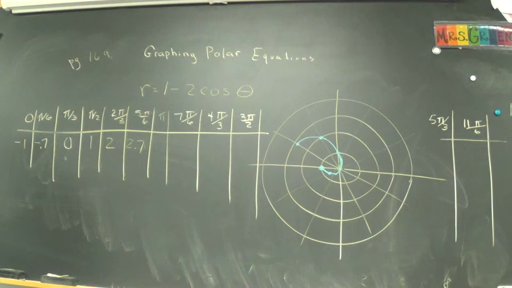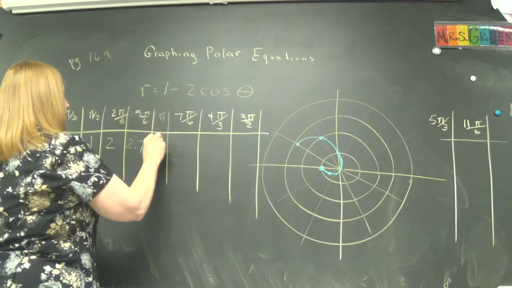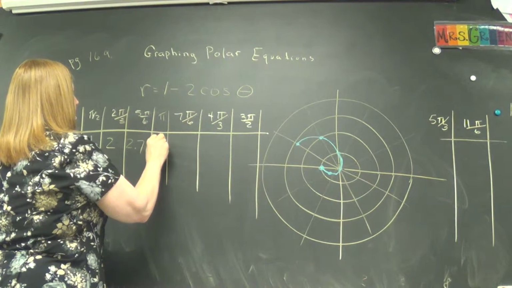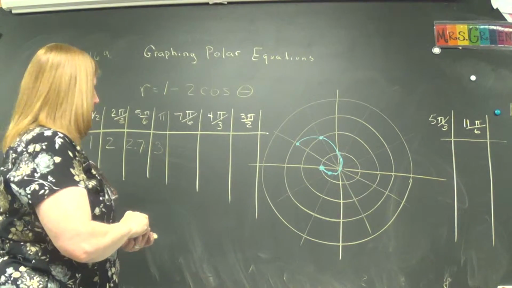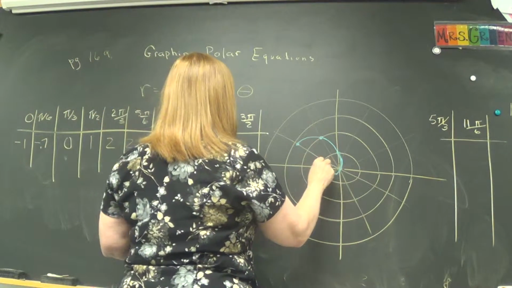All right, Bailey. What am I doing? Pi. Pi. 1, 2, 3. Alright, so at pi radians, we go all the way over to the 3.